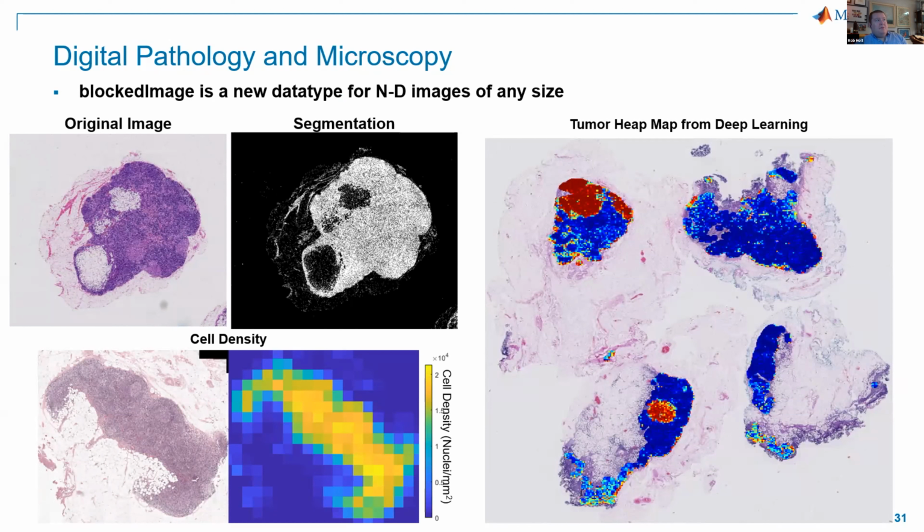And mostly what I'll be talking about is blocked image for microscopy images of any size. Mostly what I'll be talking about is applications for 2D. But since this data type supports any size, any dimension, you can imagine it can be used for something like 7 Tesla MRI brain imaging or for light sheet microscopy.